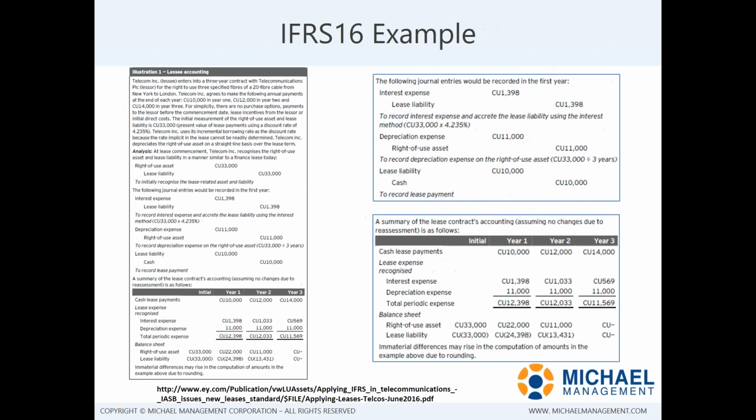So here's an example. In this case, upper left, I'll just highlight it really quickly. You have a telecom that's leasing some telecommunications fibers for 3 years. Same numbers: $10,000 lease payment in the first year, $12,000 in the second, $14,000 in the third. Same 4.235 discount rate. So at commencement, they put an asset on the books, $33,000, offsetting liability for $33,000.